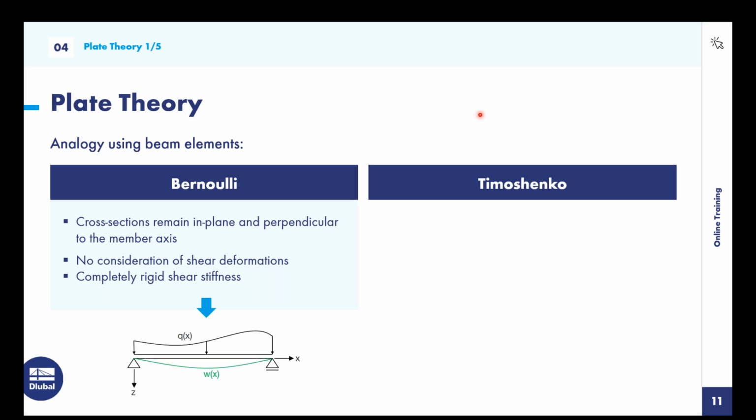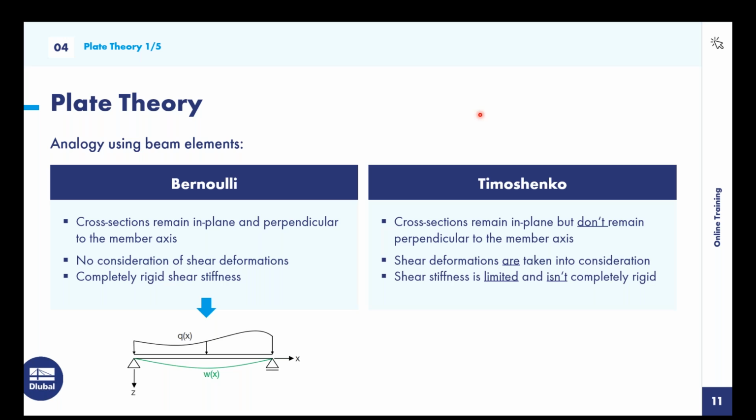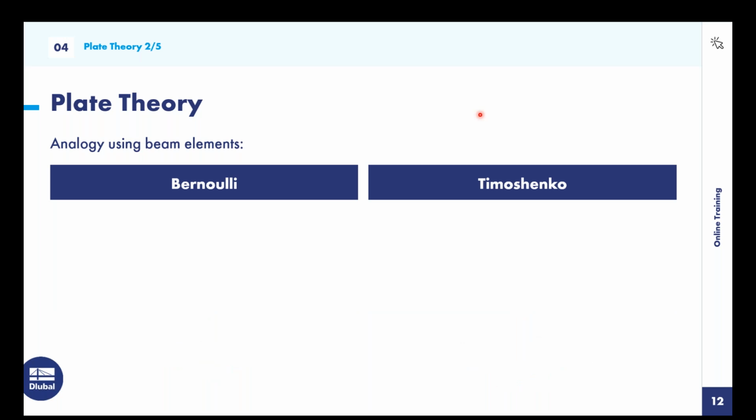The second theory is the Timoshenko theory. The assumptions with this one are that the cross sections remain in plane, but they don't remain perpendicular to the member axes. This means that shear deformations are taken into consideration, and the shear stiffness is limited and isn't completely rigid. So the Timoshenko theory takes into consideration shear deformations where Bernoulli's theory does not.